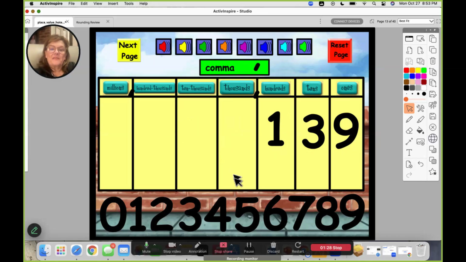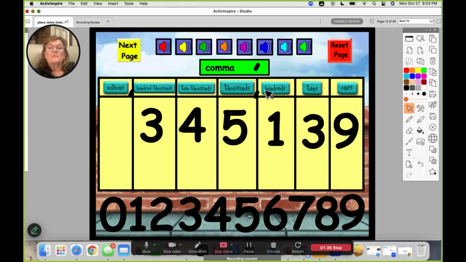Now we're going to go into the thousands period. So let's say I put this number here, 5, 4, 3. I'll move this comma down so we can see it in the number. You read the numbers in each period exactly the same. So you would read these three, 345. But then where the comma is, we would say the name of the period. So we would say 345,139. Everybody try that again.